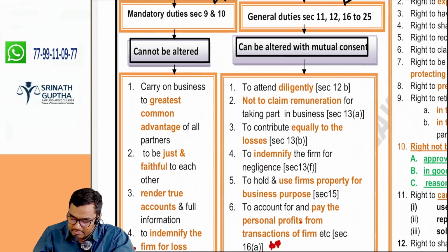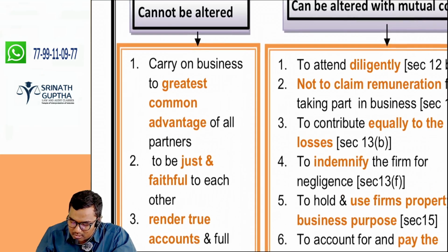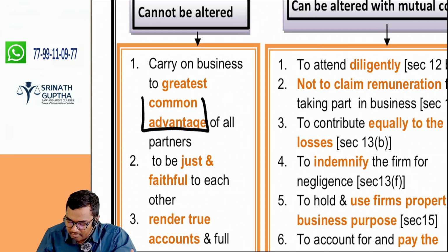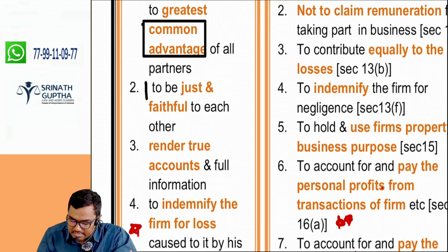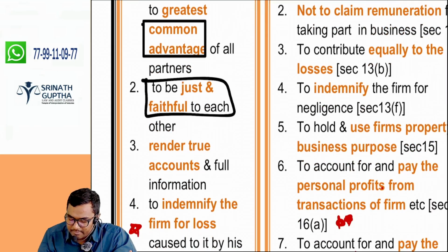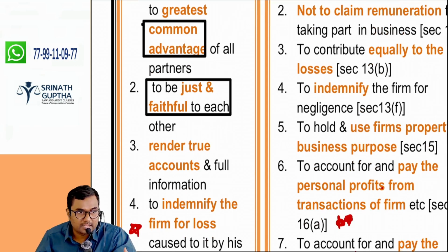First duty: carry on the business for the greatest common advantage of all the partners. We should not do the partnership for the benefit of one partner, but for the common benefit of all. And every partner must be just and faithful to each other. Faithful means trust. Every partner has to believe the other partner, then only the relationship will sustain. We can't change that. If every day I doubt you, that is not a partnership.